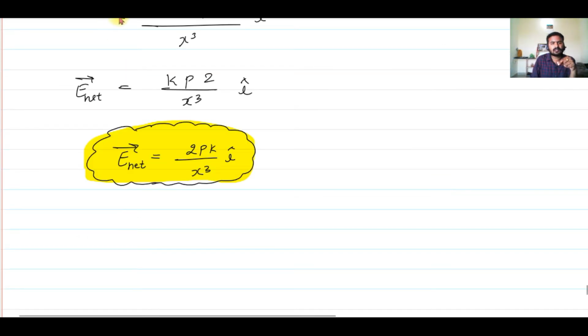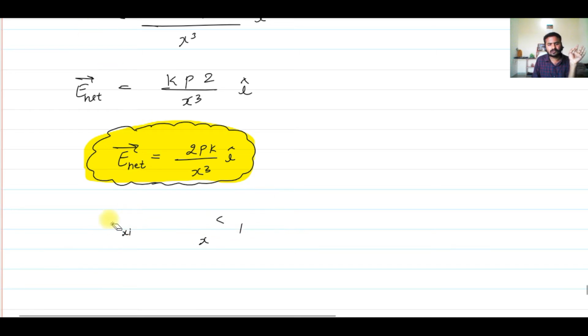Therefore, we can also write the electric field along the axial line as 2pk divided by x cube into p cap. So p cap is a unit vector in the direction of electric dipole moment. Basically p cap indicates the direction of electric dipole moment. That means the electrical field along the axial line is in the direction of electric dipole moment. That is what we should note here.